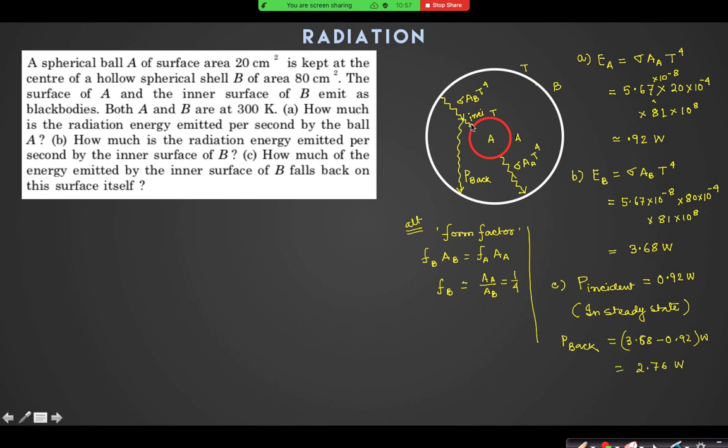So 1 by 4th power is incident on it. So what is the power back? Back power is 3/4 of that, 3/4 of EB. If you do 3/4 of EB, you will find the same thing.